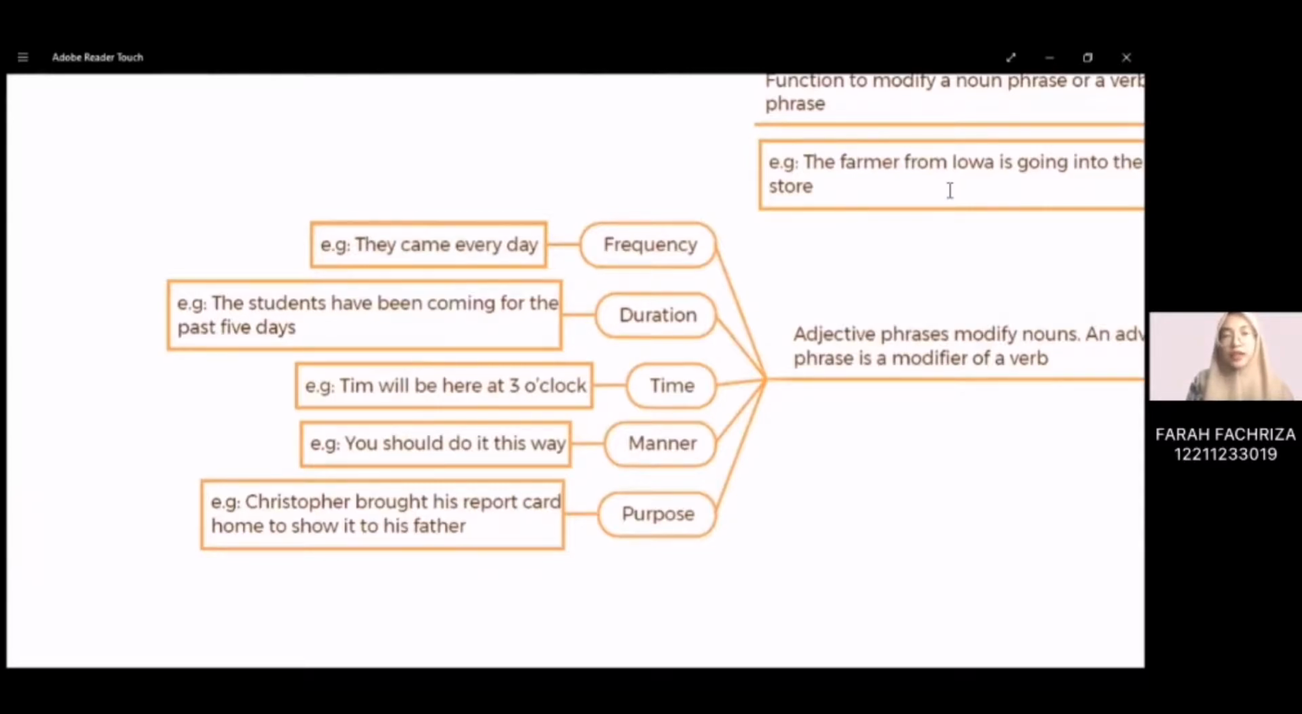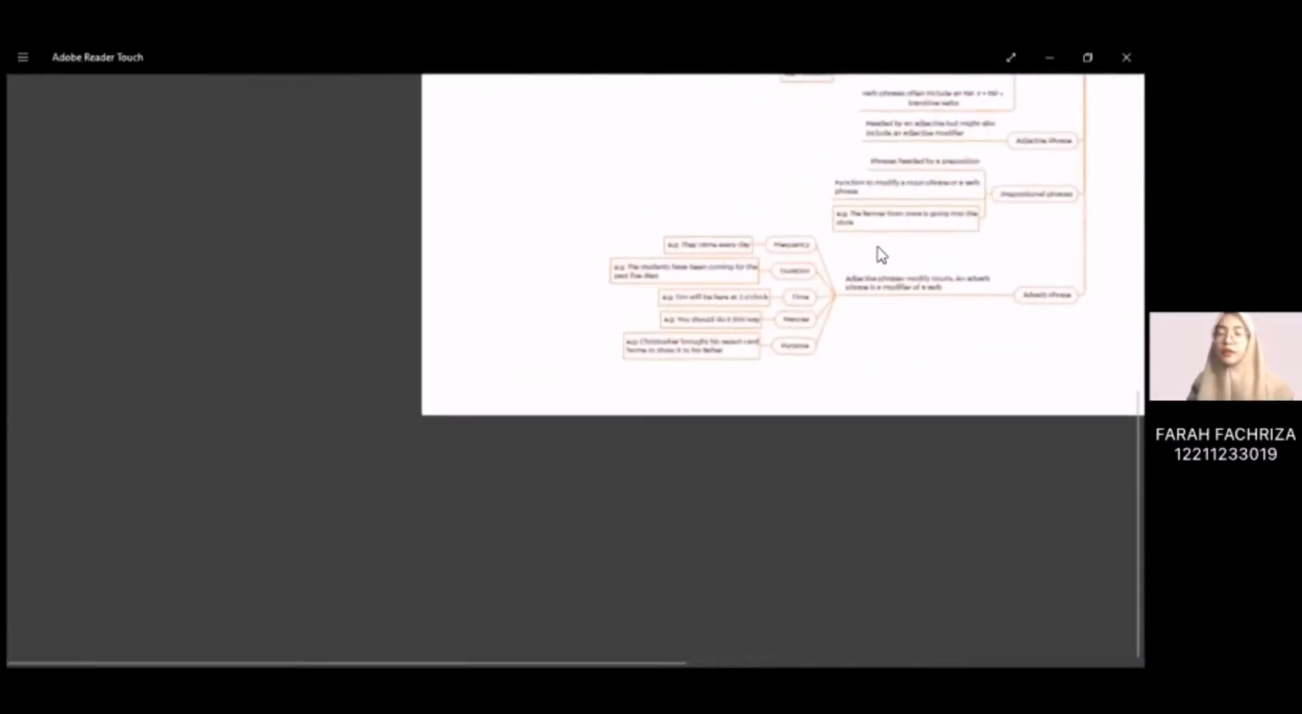And the third is time. The example is, Tim will be here at 3 o'clock. At 3 o'clock in this sentence is the modifier of the verb. And the fourth, manner. The example is, you should do it this way. This way in this sentence is the modifier of the verb. And the last is purpose. The example is, Christopher brought his report card home to show it to his father. To show it to his father is the modifier of the verb.